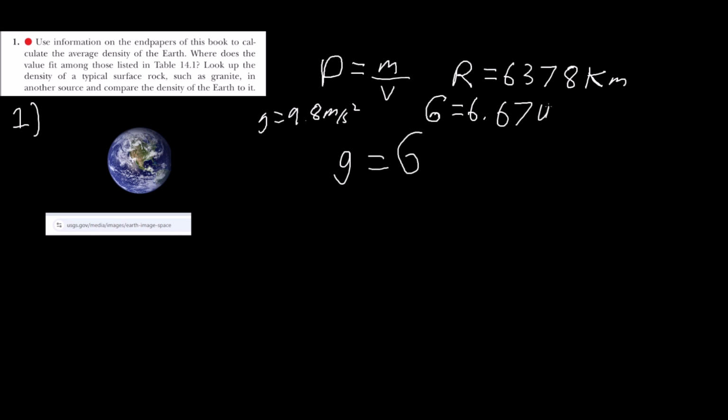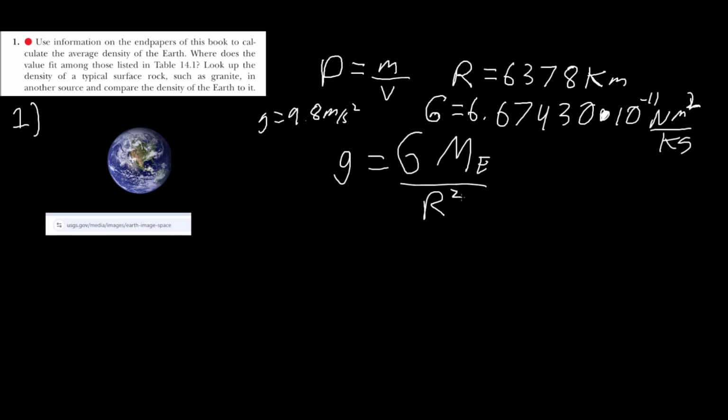So this is 6.67 times 10 to the negative 11 newtons times meter squared over kilogram squared. You don't have to know all this, but we are just considering the mass here. So this is going to be the mass of the Earth divided by the radius squared. We know the radius, we know the gravity, we know the constant G.